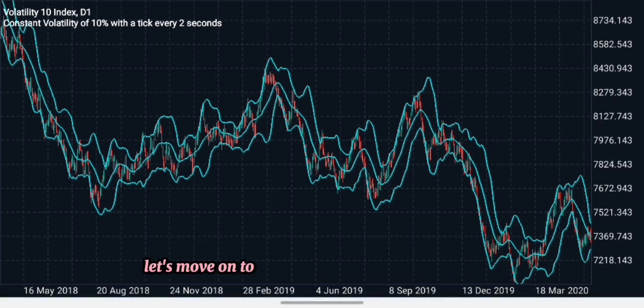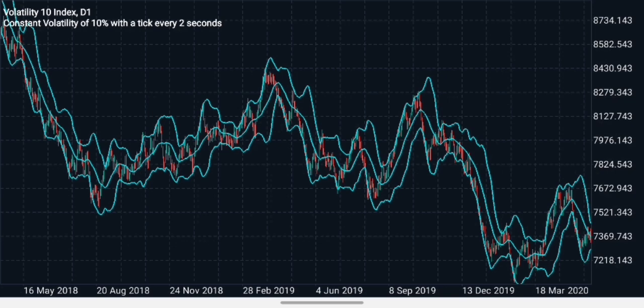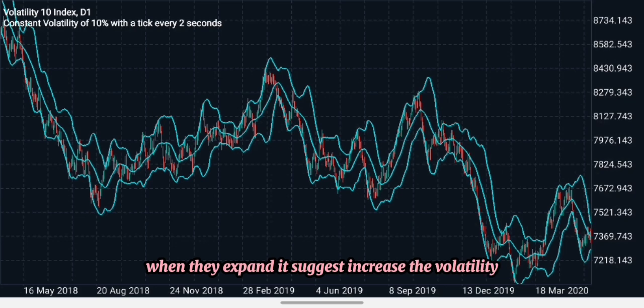So let's move on to the key features of Bollinger Bands. The key features of Bollinger Bands are the spacing between the bands and their relative positions to the current price. When the bands contract, it can indicate a period of low volatility, often referred to as the squeeze. When they expand, it suggests increased volatility.